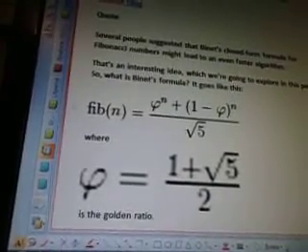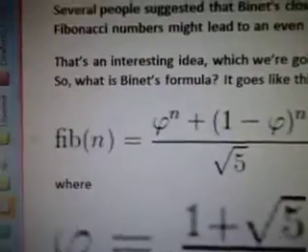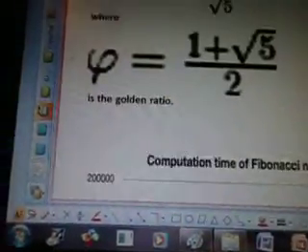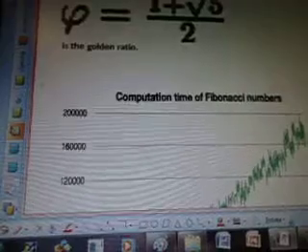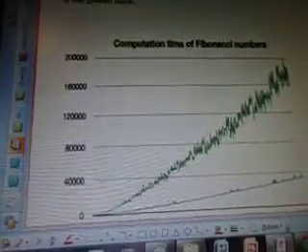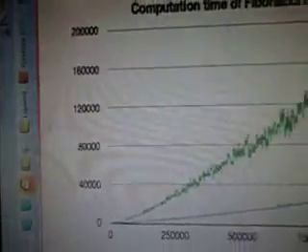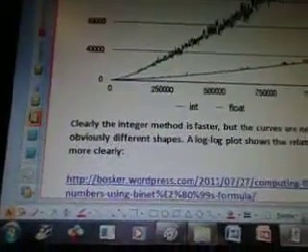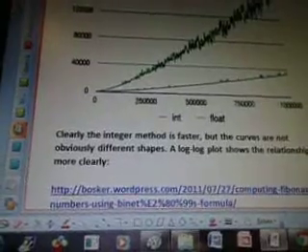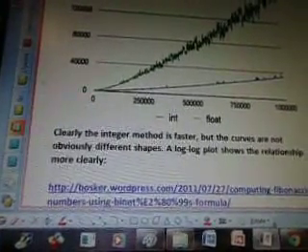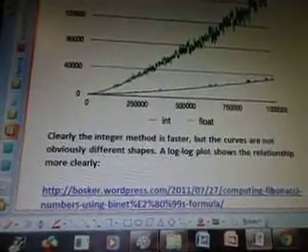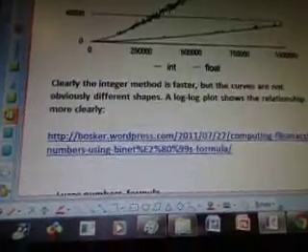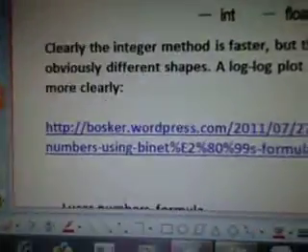So what is Binet's formula? It goes like this. So he has the equation, where phi is the golden ratio. Computation time of Fibonacci numbers: so he's got the numbers, and there's the graph. Okay. Clearly, the integer method is faster, but the curves are not obviously different shapes. A log-log plot shows the relationship more clearly, and that's at bosker.wordpress.com. Okay.